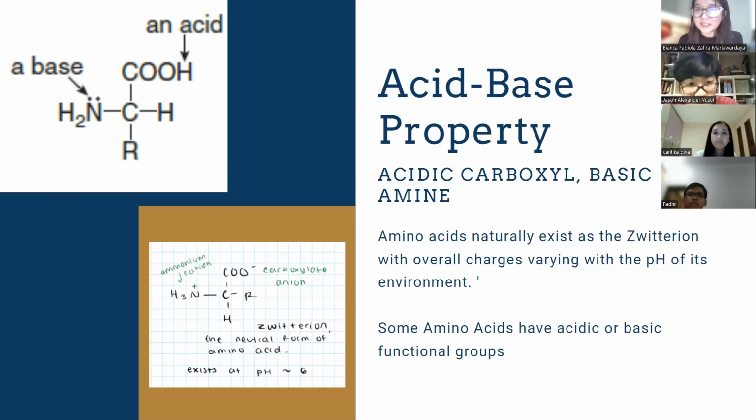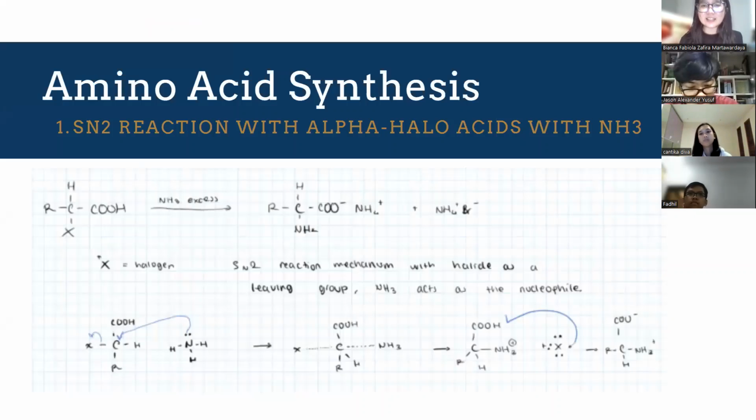Next slide, please. Okay, so next, let's talk about amino acid synthesis. We're going to talk about three methods of synthesis. First is the SN2 reaction with alpha halo acids and NH3. Alpha halo acids have the X, which is the halogen, bonded to the carboxylic acid group. If we react this with NH3 in excess, we're going to have an amino acid. Here we have an SN2 reaction mechanism, which we have learned about before, with the halide as our leaving group and the NH3 acting as a nucleophile.